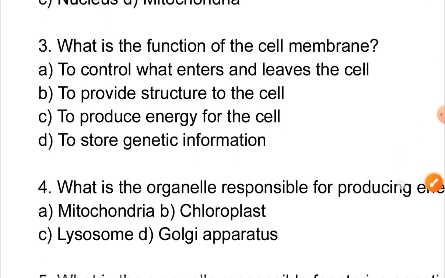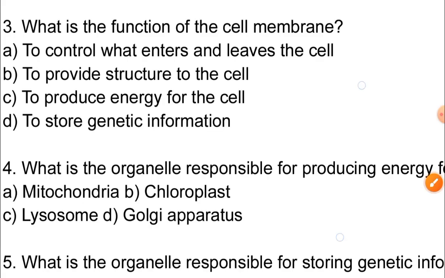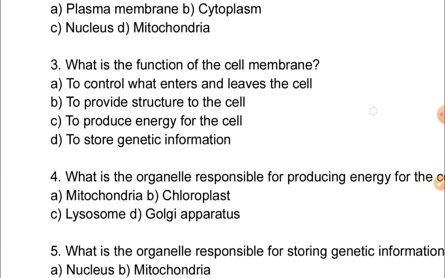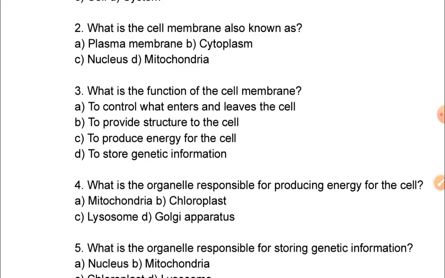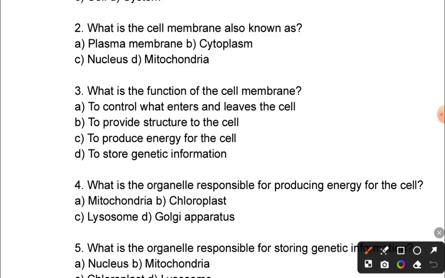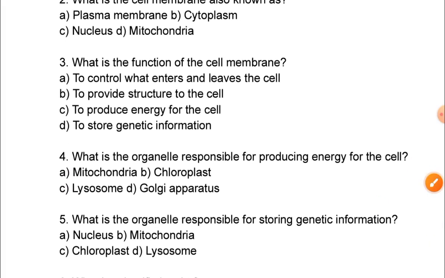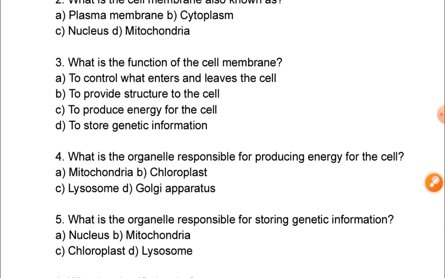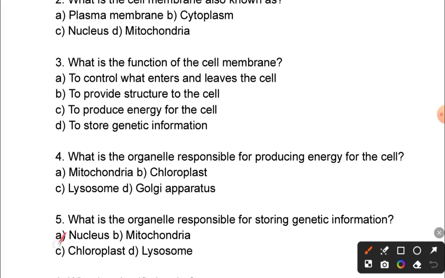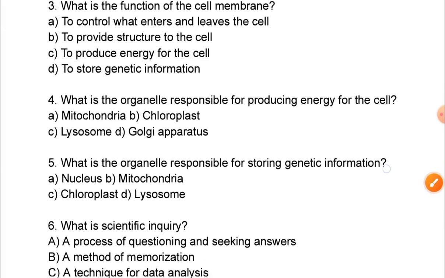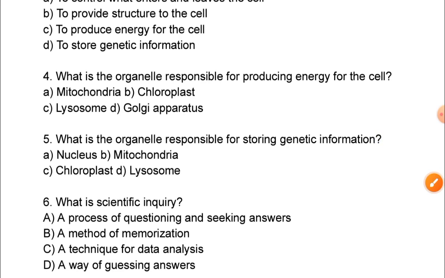The next one, what is the organelle for producing energy for the cell? The organelle responsible for producing energy for the cell is mitochondria, A. Question 5. What is the organelle responsible for storing genetic information? It is the nucleus, A. Question 6. What is scientific inquiry? So scientific inquiry is a process of questioning and seeking answers. So that's also A.